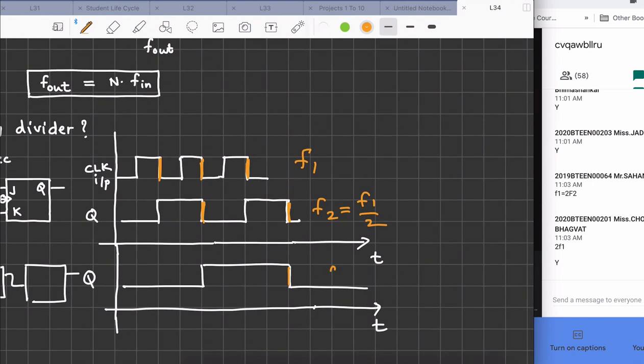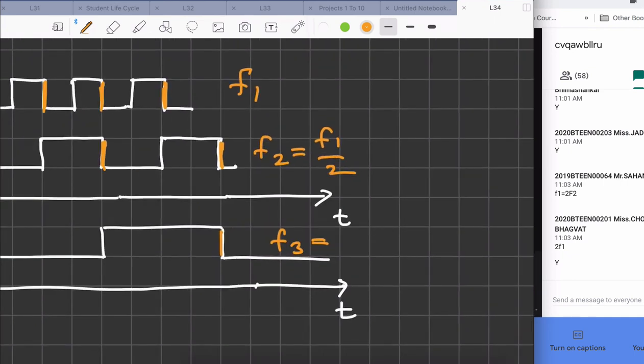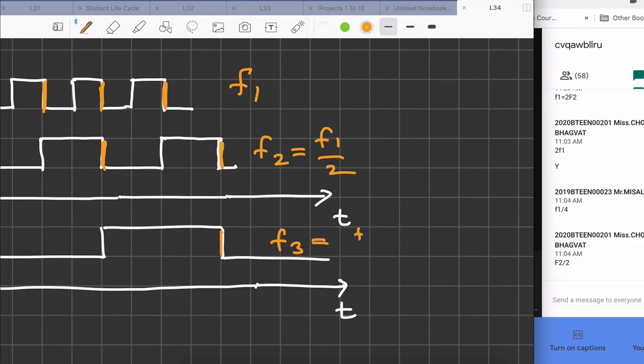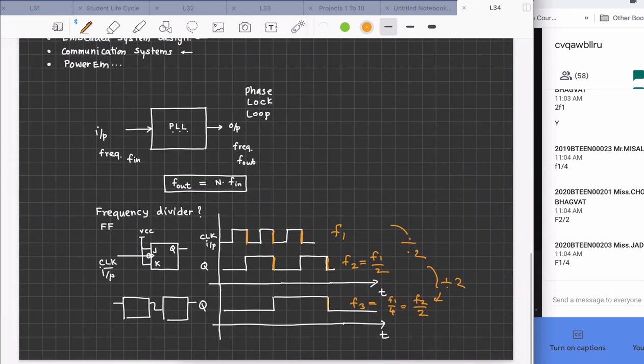F3 क्या है? Yes, F1 by 4, or F2 by 2. So you go on dividing by 2, divide by 2, then divide by 2 and so on. So this circuit is a frequency divider.